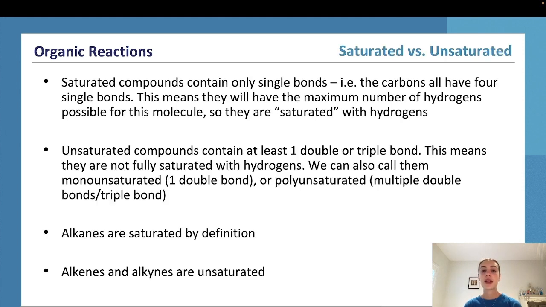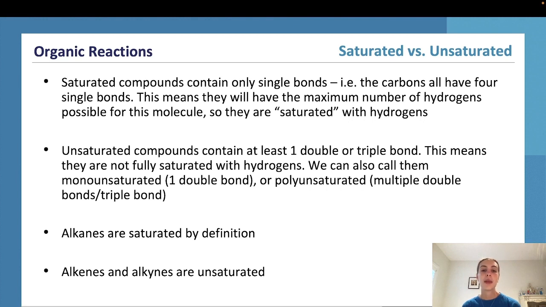So before we look at the organic reactions though, we need to have an understanding of saturated and unsaturated compounds. Saturated compounds are going to be compounds that contain only single bonds. So this basically means that all carbons have 4 single bonds. The maximum number of hydrogens possible for the molecule are possible due to there being only single bonds. So the molecule is entirely saturated with hydrogens.